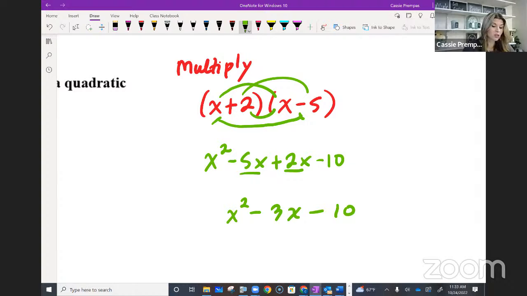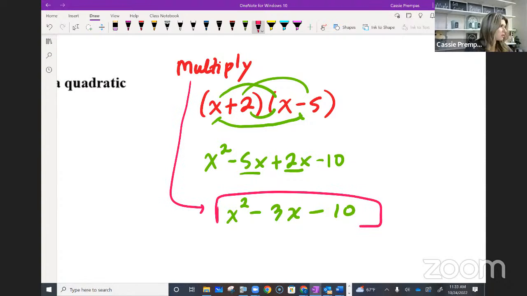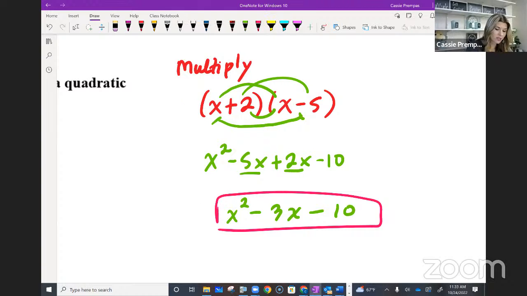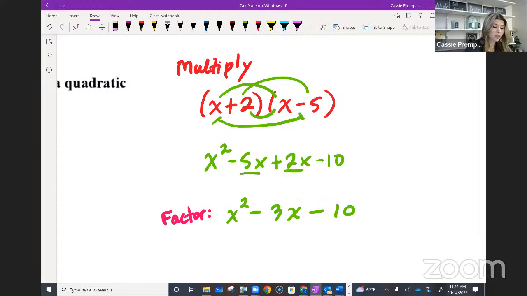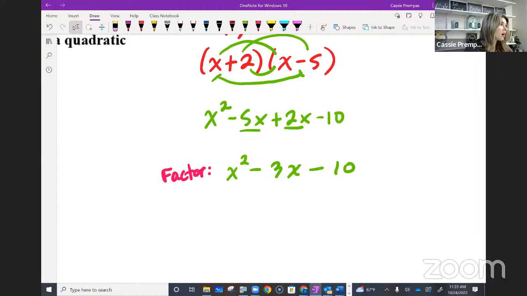Now, notice this said multiply, and you did, and you brought it to that answer. Today, you're going to be asked to go backwards. So now you're going to be asked to factor this. And the key to being successful is really knowing how to FOIL, because we're going to unfoil it.